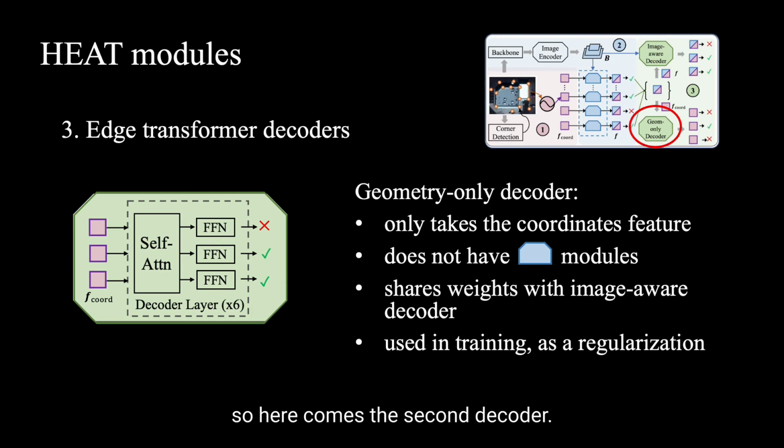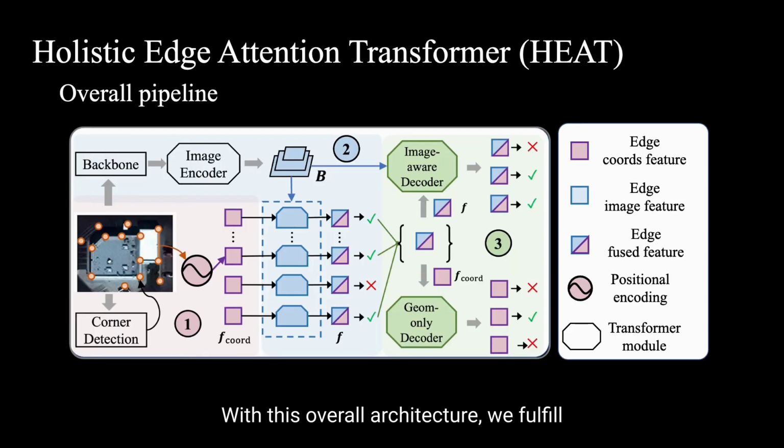So here comes the second decoder, the geometry-only decoder, which only takes the coordinates features from node initialization and has no access to image. It shares all the weights with the image-aware decoder and is only used during training as a regularization. And with this overall architecture, we fulfill the proposals that we discussed before.